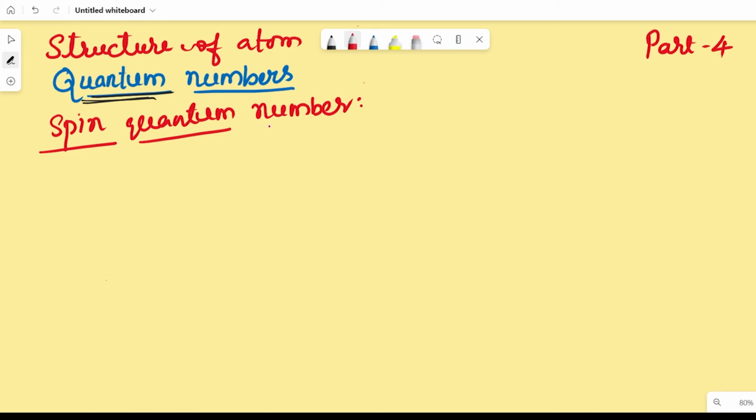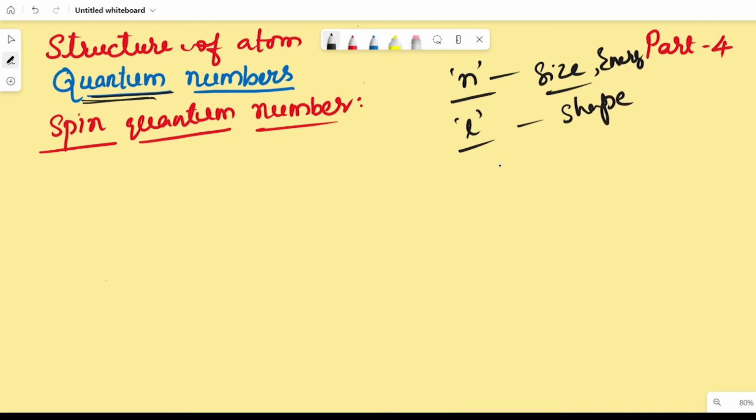So what is the necessity of this quantum number? See, actually the principal quantum number indicates the size of an atom and the energy of an orbital, and the azimuthal quantum number indicates the shape of the orbitals, and the magnetic quantum number indicates the orientation of orbitals. And the spin quantum number, what is the necessity of this spin quantum number?